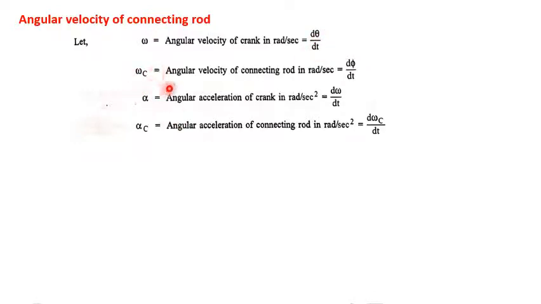Then omega c represents the angular velocity of the connecting rod, that is d phi by dt, because phi is the angle turned by the connecting rod with respect to the line of motion. Then alpha is the angular acceleration of the crank, which can be obtained by differentiating the angular velocity with respect to time. Then alpha c is the angular acceleration of the connecting rod, obtained by differentiating its angular velocity with respect to time. Now from equation A, we know that sin phi can be written as sin theta by n, correct?